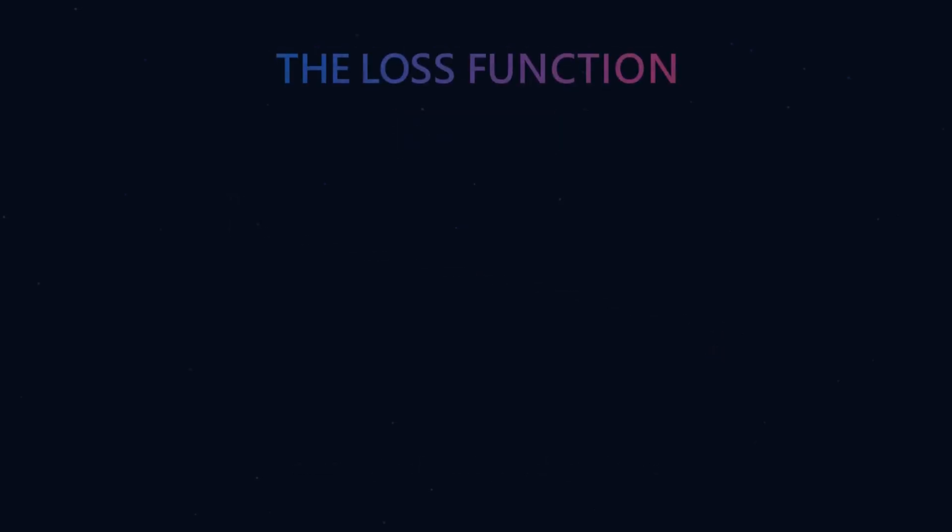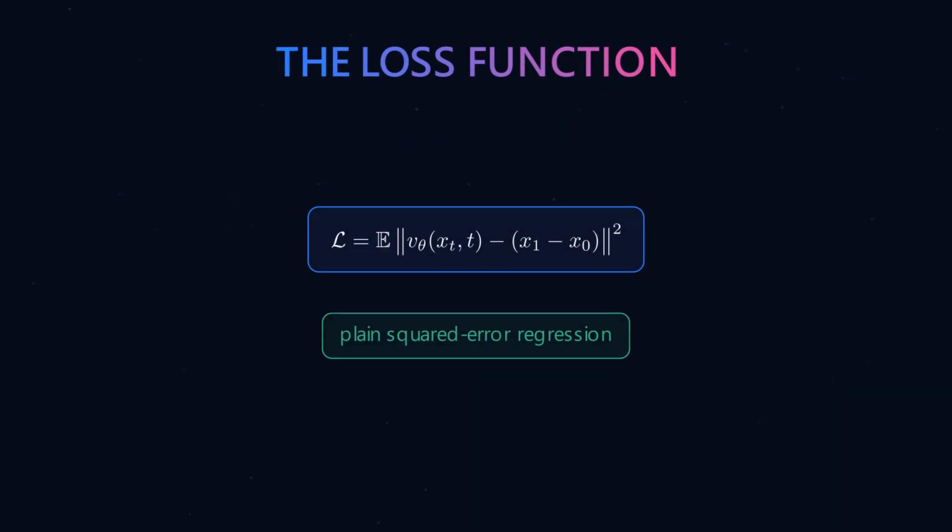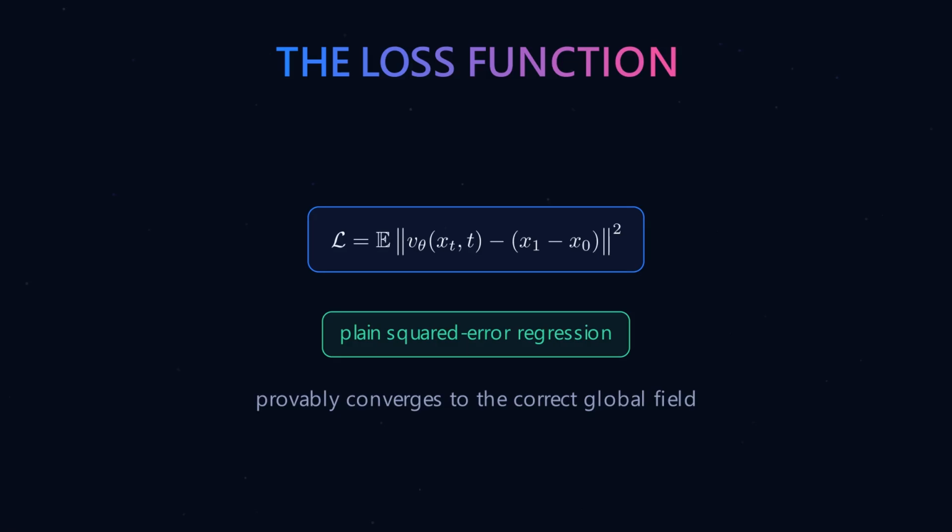Here's where it all comes together into something trainable. Sample a random data point x1 from your dataset, a random noise point x0 from a Gaussian, and a random time t between 0 and 1. Compute x_t along their straight line, and compute the target velocity x1 minus x0. Then train the network by minimizing the squared distance between its prediction, v_theta of x_t and t, and that target velocity. That's the entire flow matching loss, a simple regression objective, structurally no more complicated than fitting a line.